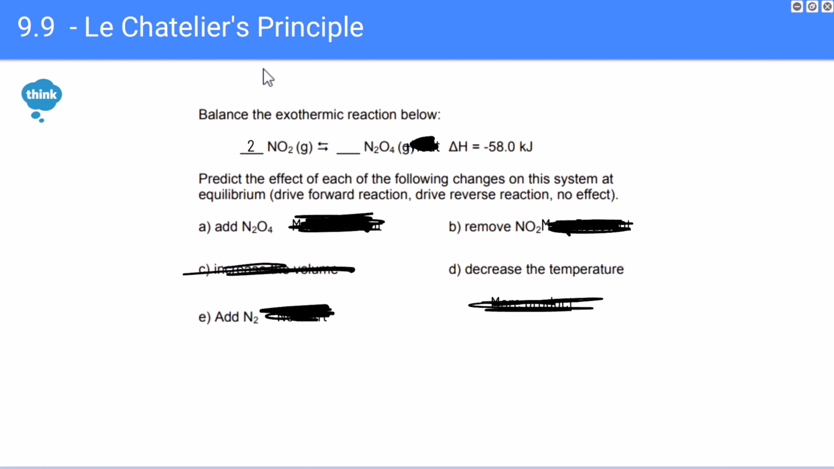All right, so what we're going to do here is we're going to utilize this balanced chemical equation here, and we are going to determine whether the changes that we make to this are either going to shift equilibrium to the left, to the right, or potentially make no changes at all. So let's go through and take a look at this and analyze it. The first one says to add N2O4. So what we're doing here is we're adding a product to our reaction. Well, in order to reestablish chemical equilibrium, the reaction is going to shift to the left in order to reestablish that.